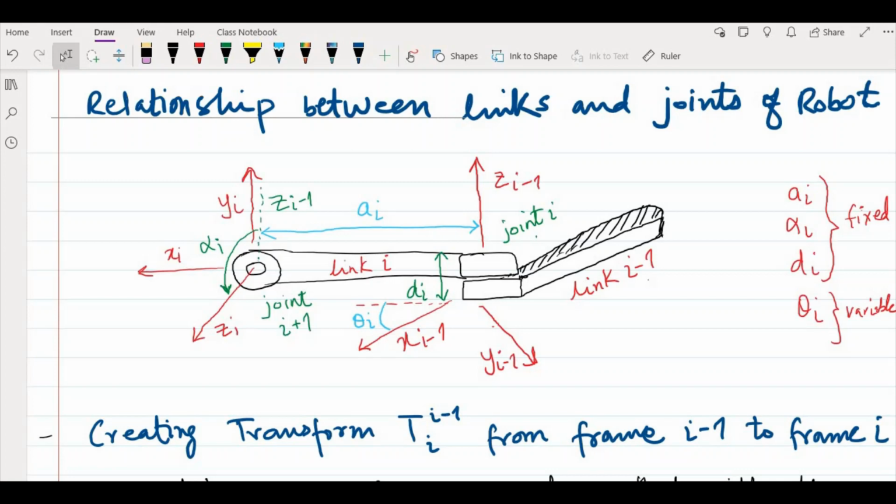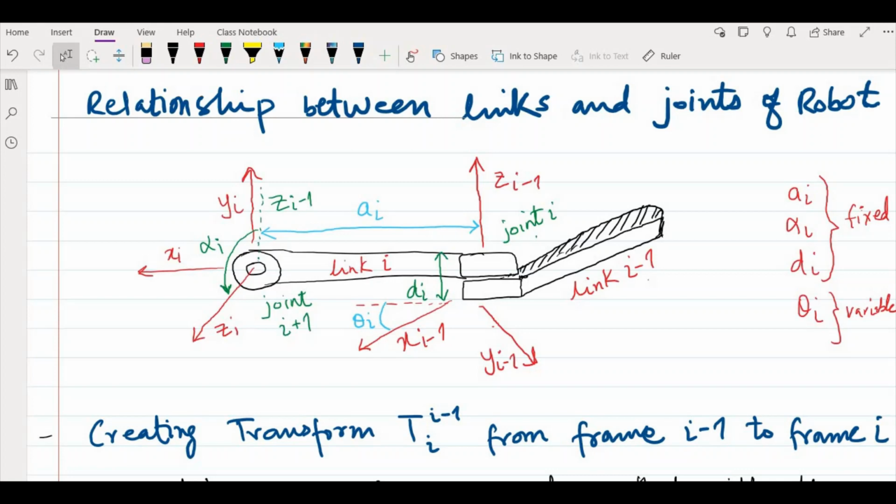Okay, so you see what we're doing here: we want this frame i to be represented in the frame of link i minus 1, which is this frame here. So we first do a rotation, so that if we rotate this frame, it will align with this axis. Then we move this frame by the distance ai, and it will come here. Then we again move this frame by the distance d, and it will come here, and once it's here, we rotate this frame by the angle theta i. So now it will be represented in your previous frame.